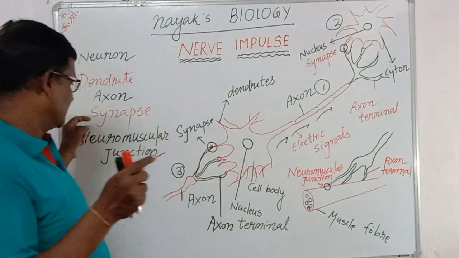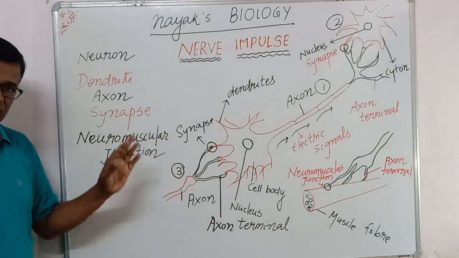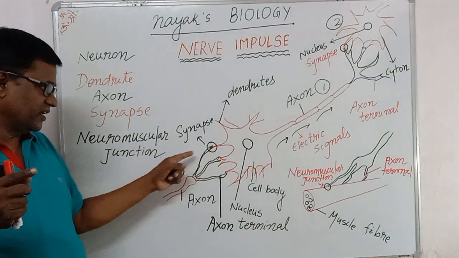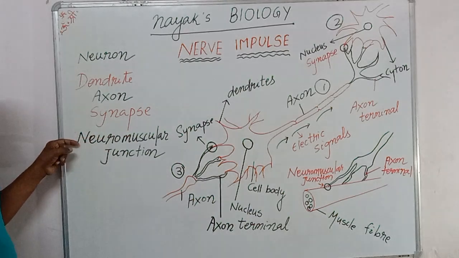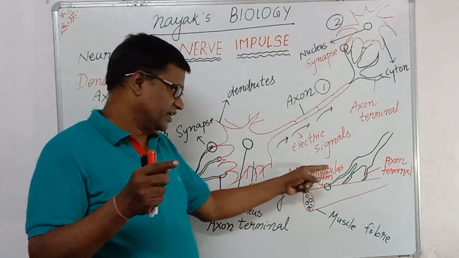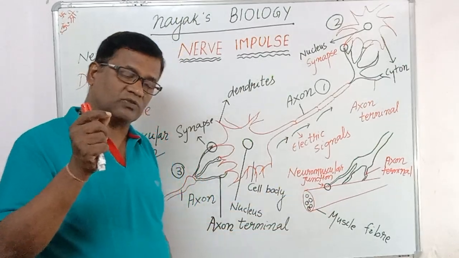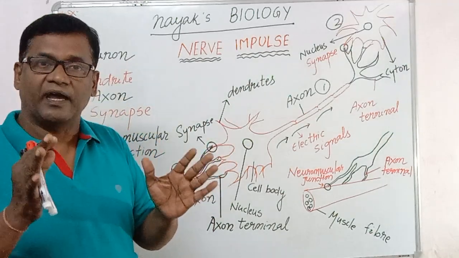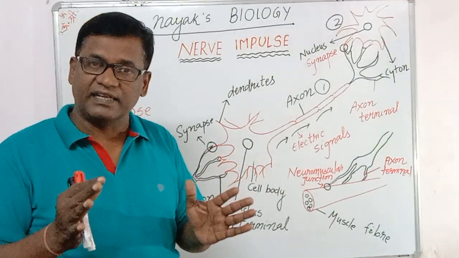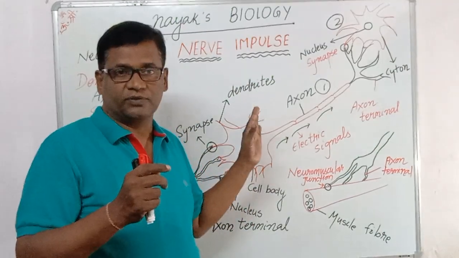One is the synapse, which connects a nerve cell with another nerve cell. Dendrites of one nerve cell are connected with the axon terminal, which is called the synapse. The neuromuscular junction is where the axon terminals join with the muscles, that's why it is called the neuromuscular junction. And why is it happening? It is simply happening due to the electrical and chemical changes that occur inside the neuron.